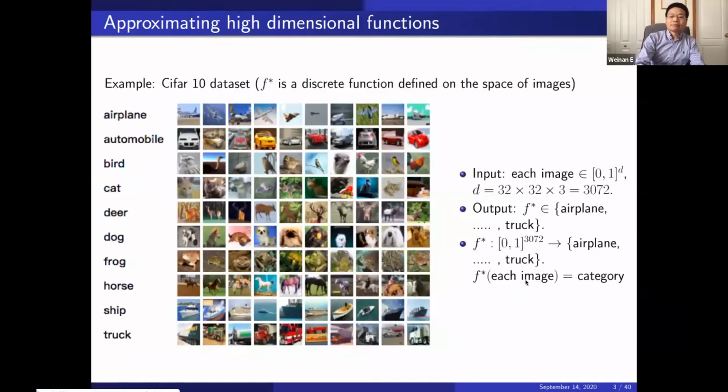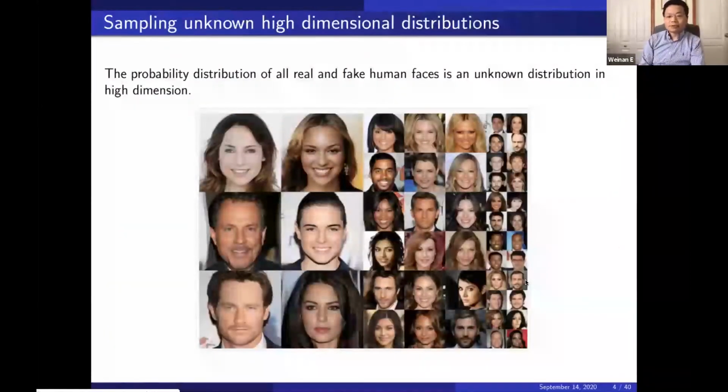The second example I want to give you is these pictures of people. Now, these pictures share one thing in common: they're all fake. They're not real people. They're manufactured by machine learning techniques. And so you can think of this as sampling a probability distribution. The probability distribution here is the distribution of all human faces. We don't know that probability distribution, but still with machine learning, we can sample it and produce these fake pictures that look very real. So this is the second example. This is sampling an unknown high dimensional distribution.